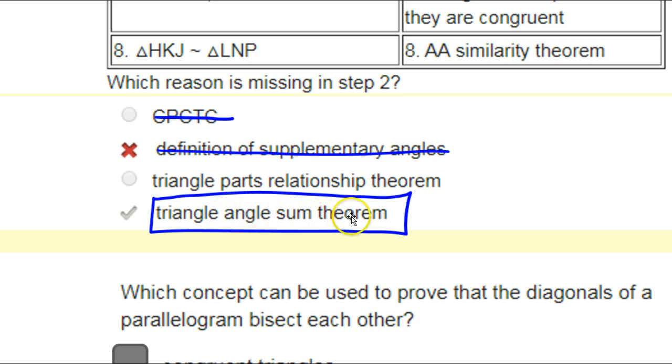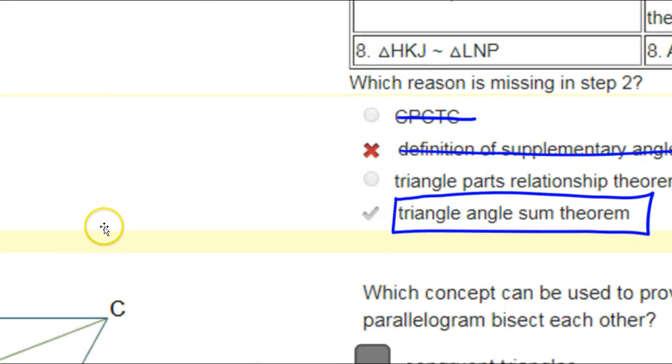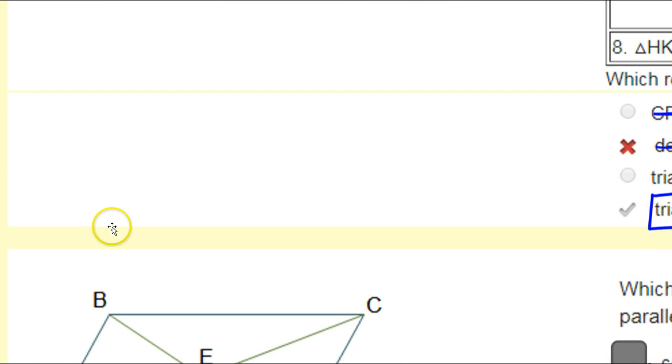Alright, so this is the part where you take notes that maybe you didn't take the first time. So on a piece of paper, write this down. The triangle sum theorem. The sum of the angles in a triangle add up to 180. Write that down. Next time it comes up, you'll get the right answer.